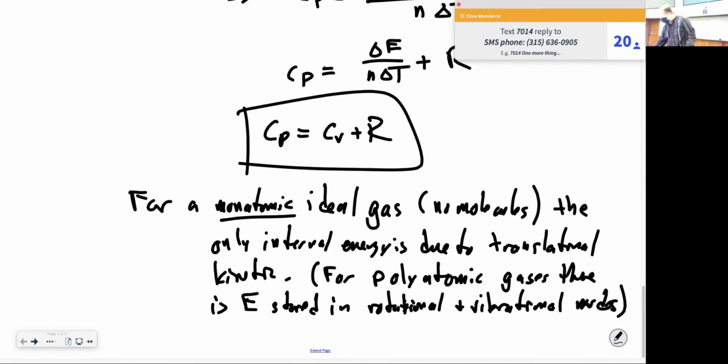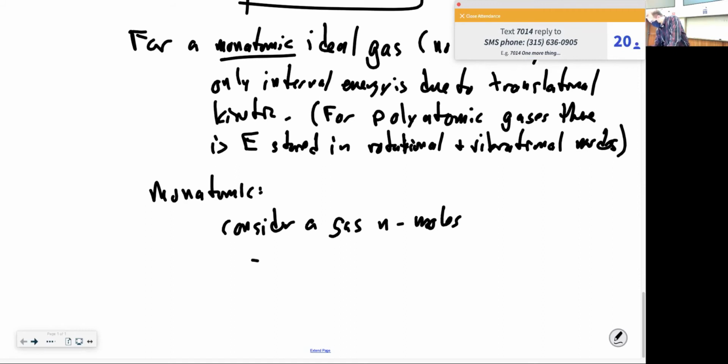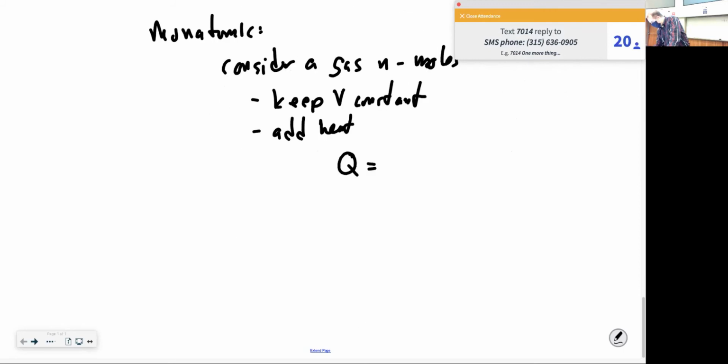Okay, so let's stick with the monatomic, not monotonic, monatomic. Consider a gas of N moles. Which I guess we've been doing anyway. Keep the volume constant. Add heat. We know that Q, this is the constant volume case.